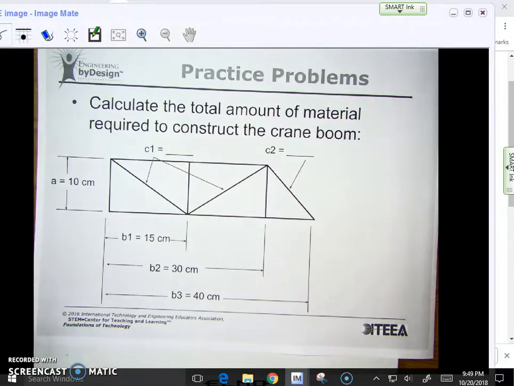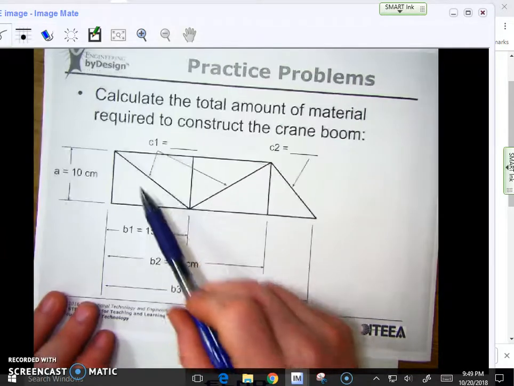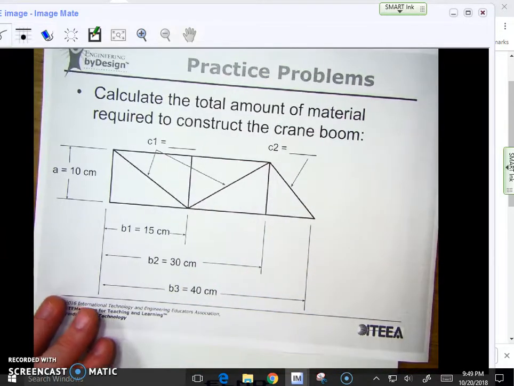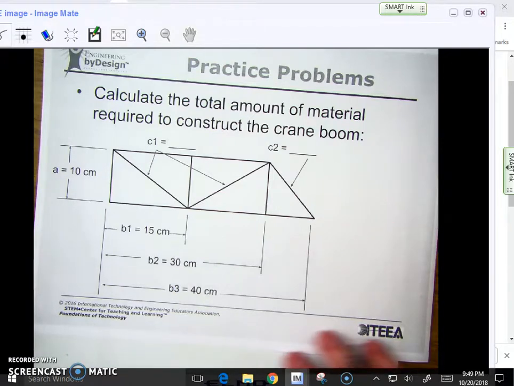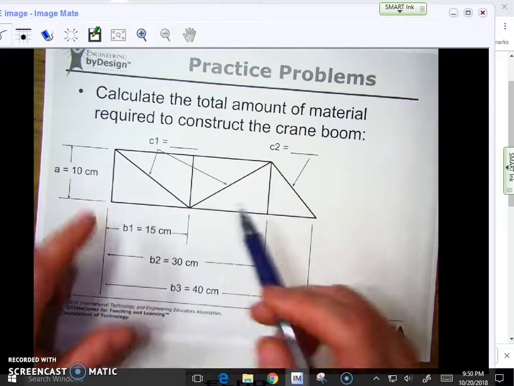And so in order to figure that out, I'm going to need to know how much material is accounted for in each of these members of this thing I'm building. And so you can do some measurements. It's going to be a piece of cake.